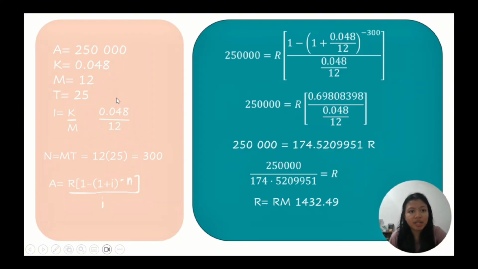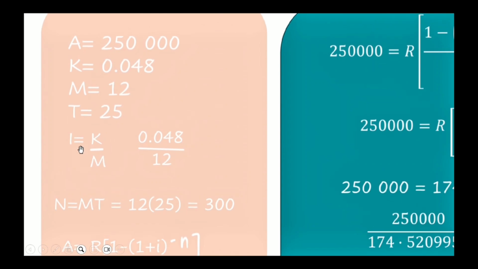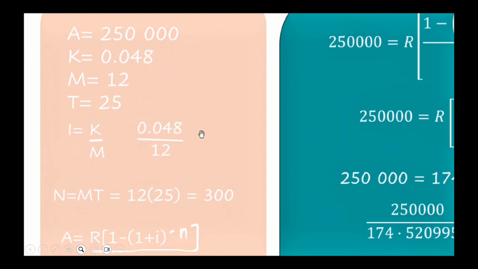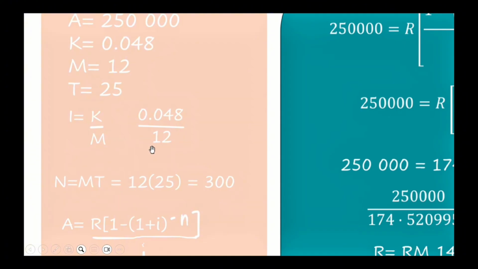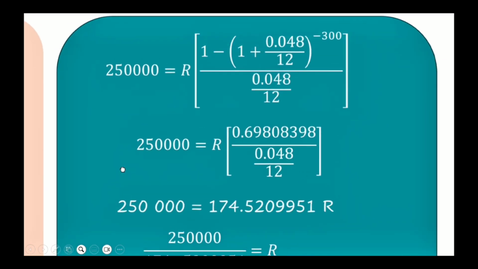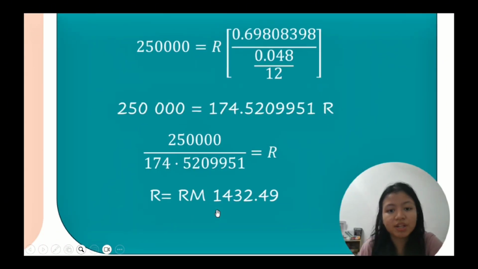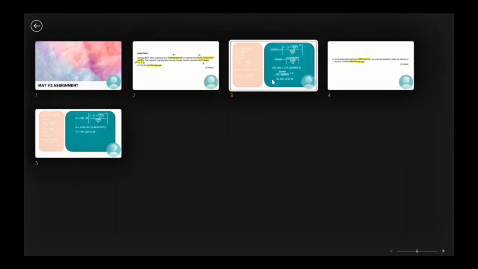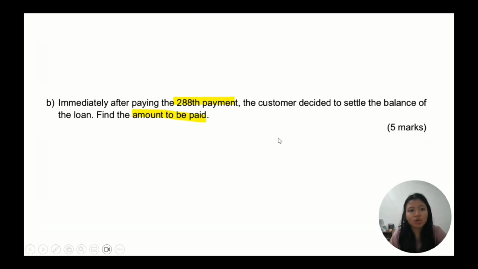So as you can see, I already did the calculation. For the i, we need to find i, which is K over M, which is this one. For n, M multiplied with T, we got 300, and this is the formula for present value. I already did the calculation. You just need to put the number inside the formula, which gives 1,432 ringgit 49 cents. Okay. So next question B.